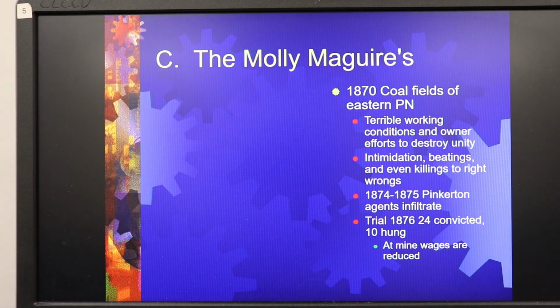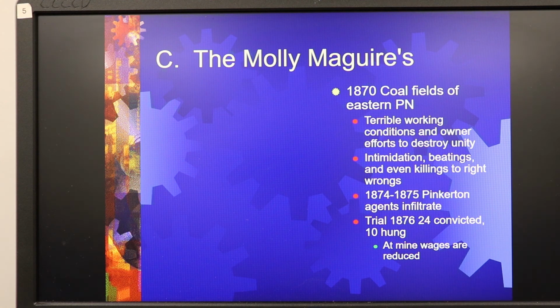Next, we're going to look at the Molly Maguires. Basically, they were miners that were up in the coal fields of eastern Pennsylvania in 1870. They got the name Molly Maguires because he was an Irish rebel, and a lot of the men that were working in the mine were Irish. Basically, they were provoked by terrible working conditions and the owners' brutal efforts to destroy unity. The Maguires utilized intimidation, beating, and even killings to right perceived wrongs. The terrorism that they created reached its peak in 1874 to 1875.